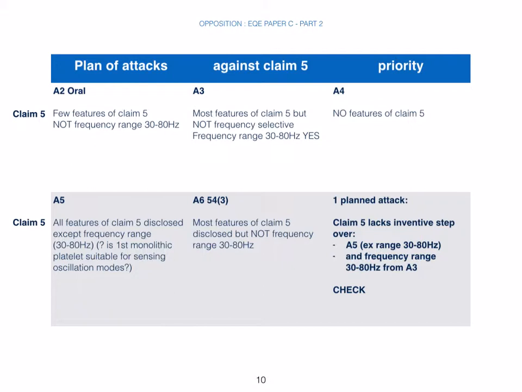So for claim 5, I have one potential planned attack: claim 5 lacks inventive step over A5, lacking the range 30 to 80 Hz, and bringing in the frequency range 30 to 80 Hz from A3 to be checked. If it's not feasible, we'll come back and check A3 plus A5. Next, we go to claim 6.